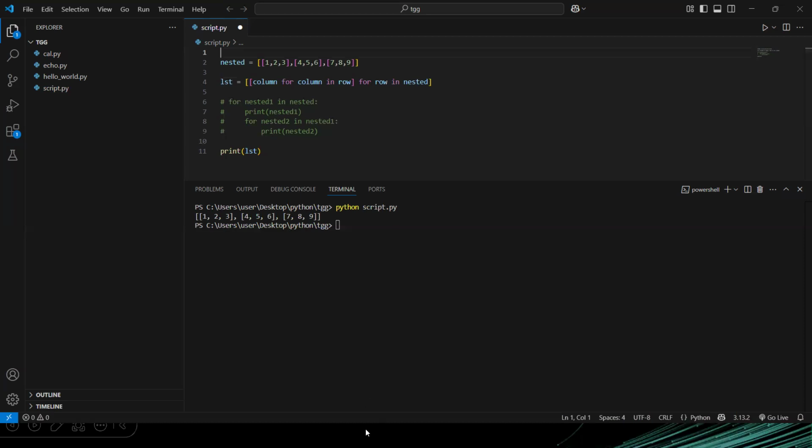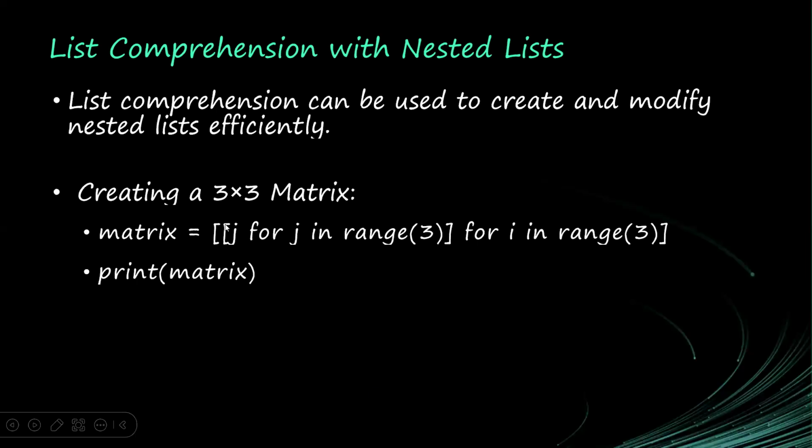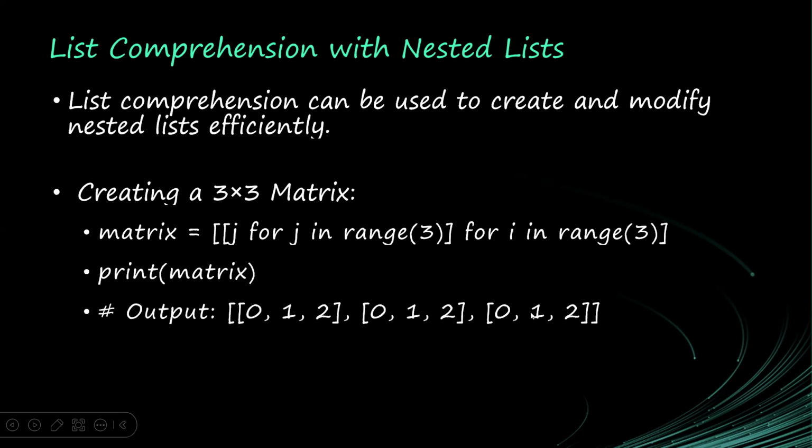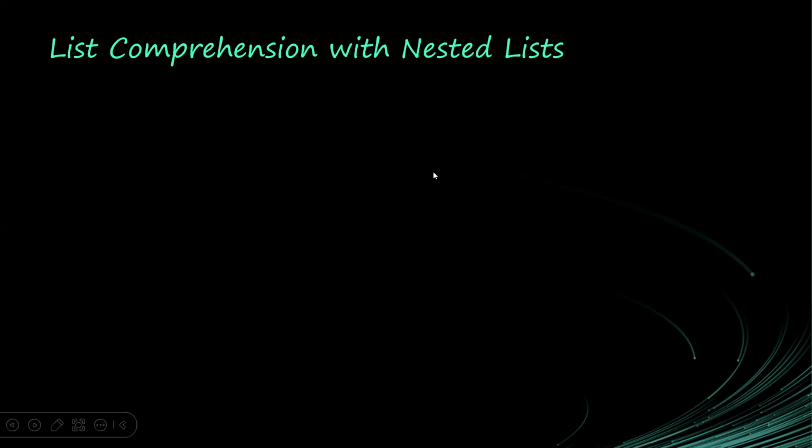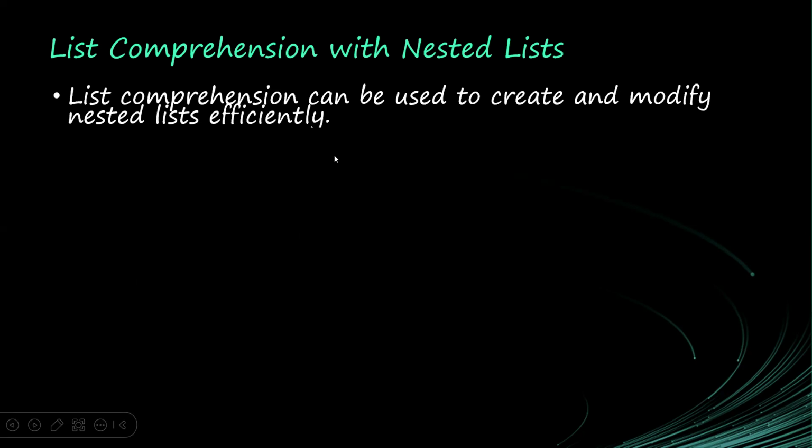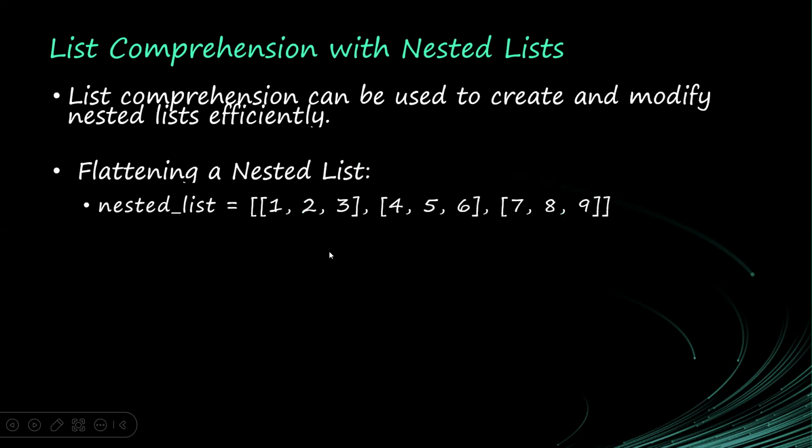Okay, so let's see what example we got here. So we have this 3 times 3 matrix. We see we have j for j in range 3 for i in range. This basically is something we did and we got this. So list comprehension can be used to create and modify nested lists efficiently. You can flatten a nested list like this. So this is the list.